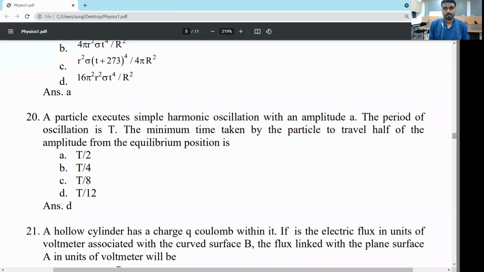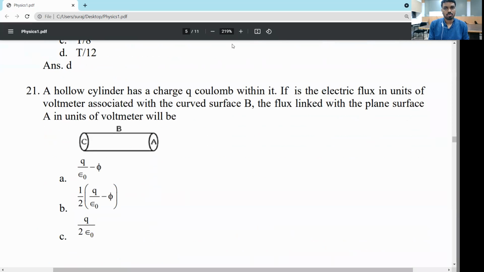Question number 21. A hollow cylinder has a charge Q coulombs within it. If the electric flux, in units of volt-meter, associated with the curved surface B is phi, the flux linked with the plane surface A in units of volt-meter will be? Charge is given as Q, so total flux will be Q by epsilon naught. Total flux is the flux due to the curved surface plus 2 times the flux due to A and C.